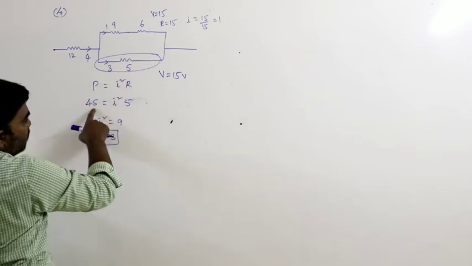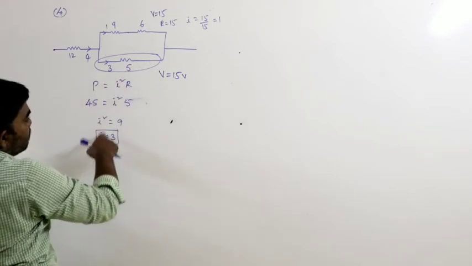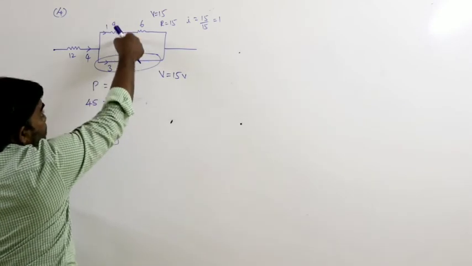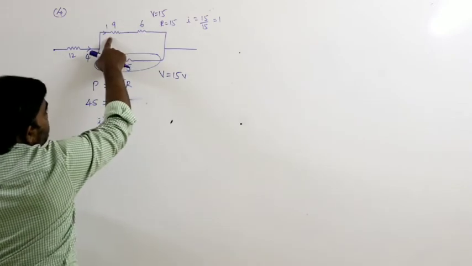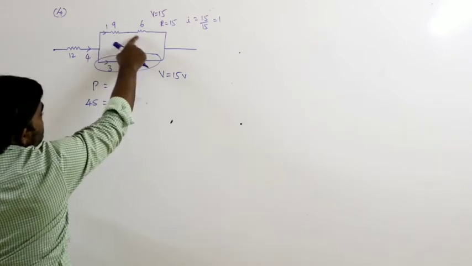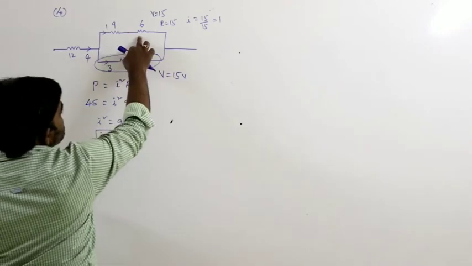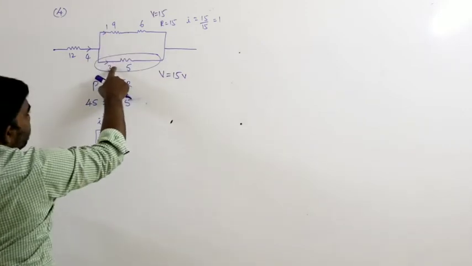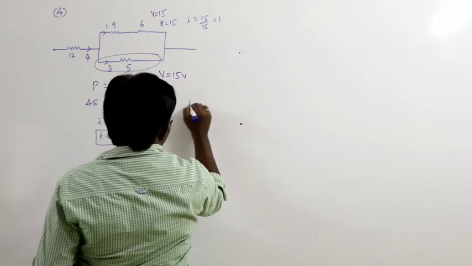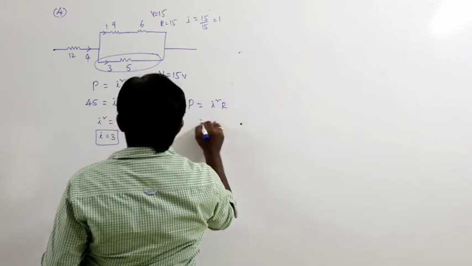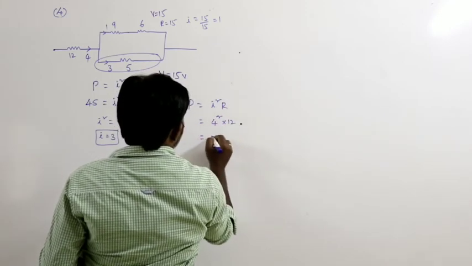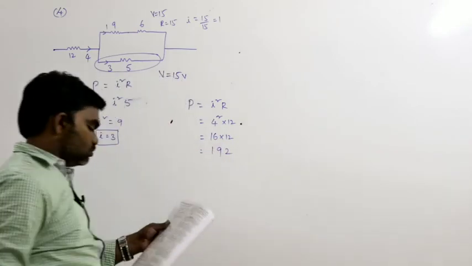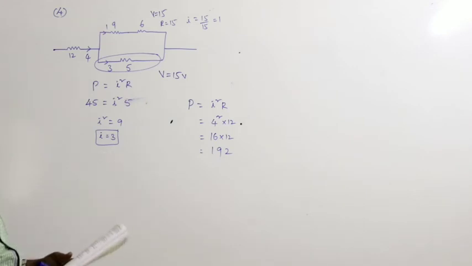Here the power is given as 45, I square R, we got I as 3, and the potential here is 15. These two are in parallel, that's why here also the potential is 15. 9 and 6 are in series, so the effective resistance is 15. Therefore the current is V by R, 1. Here the current is 1, here the current is 3. Total current is 4. Then the power developed here is again I square R, 4 square into 12, 16 into 12, 192 joule per second.